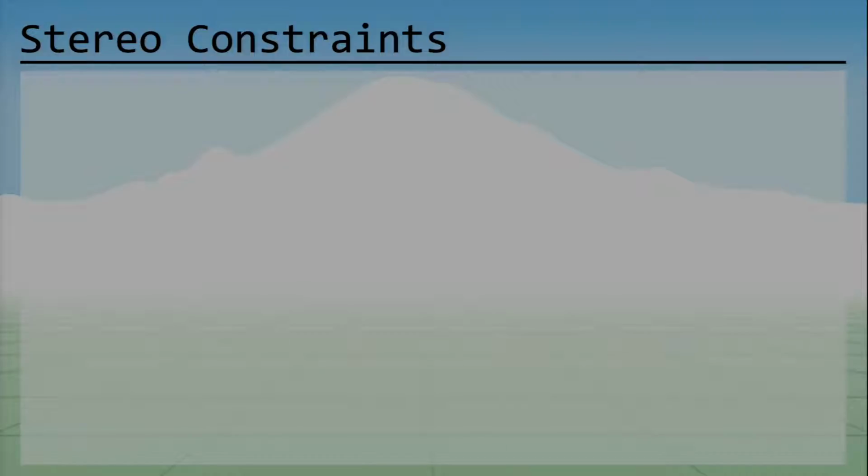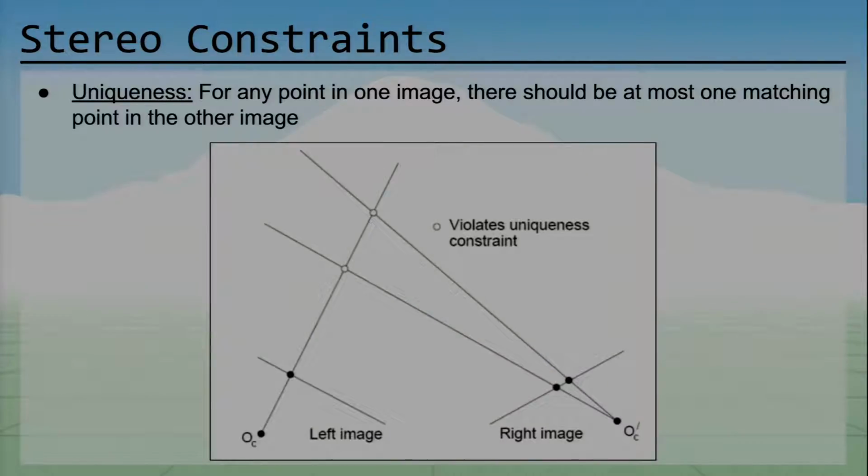One constraint it imposes is uniqueness. And I should point out that these constraints aren't necessarily hard constraints like the epipolar line, but they're softer constraints. Still pretty hard. So uniqueness, for example, means we can't have the same point in one image mapping to two different points in the other image.